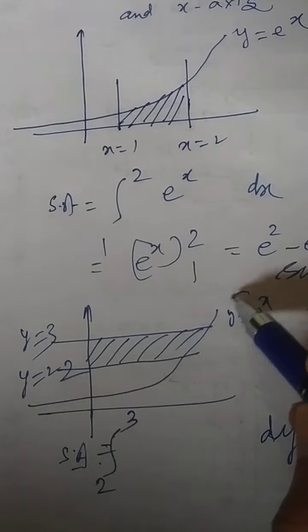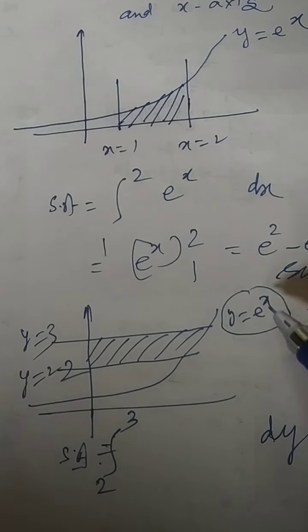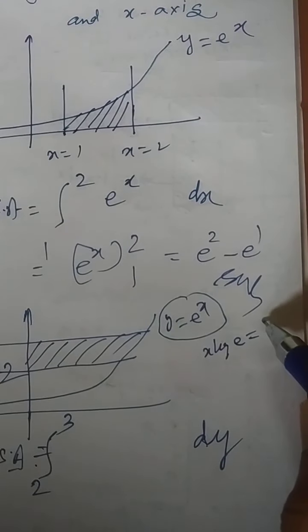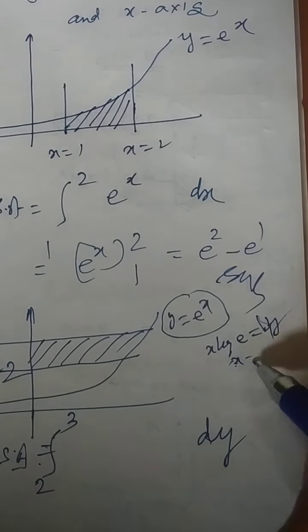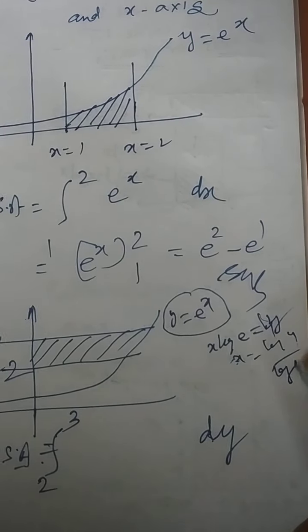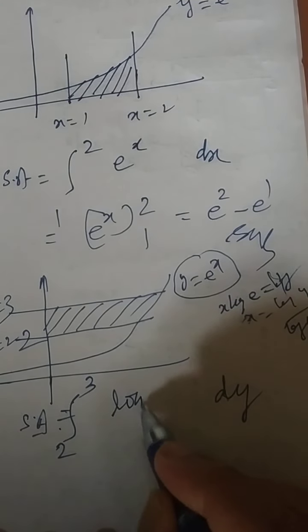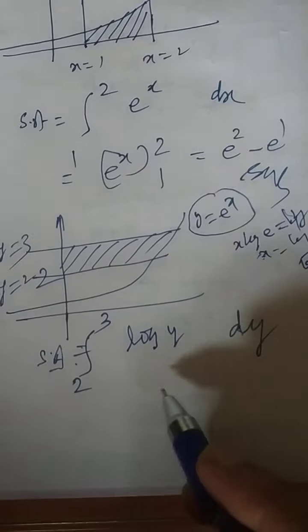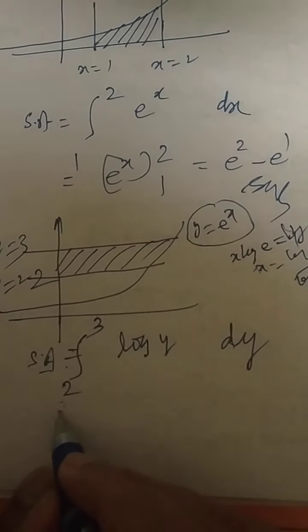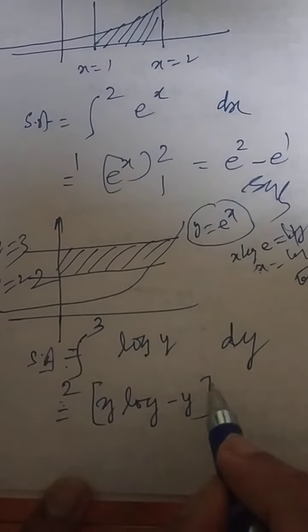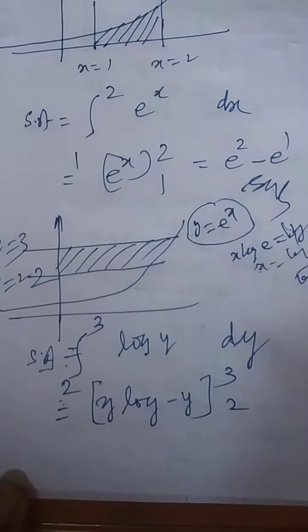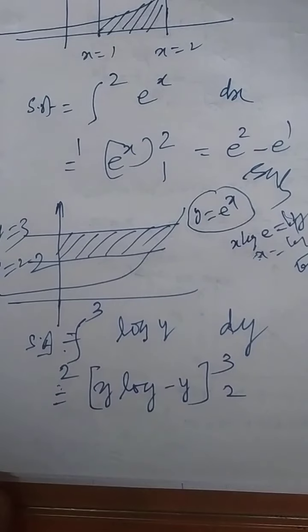Suppose you want to simplify this, then taking log, x log of e is equal to log y. So x will be equal to log of y upon log of e. So this is nothing but log of y. Now the integration of log y, like log x, is x log x minus x. So here it will be y log y minus 1, upper limit is 3, lower limit is 2. You put upper and lower limit, simplify, you will get the required answer.